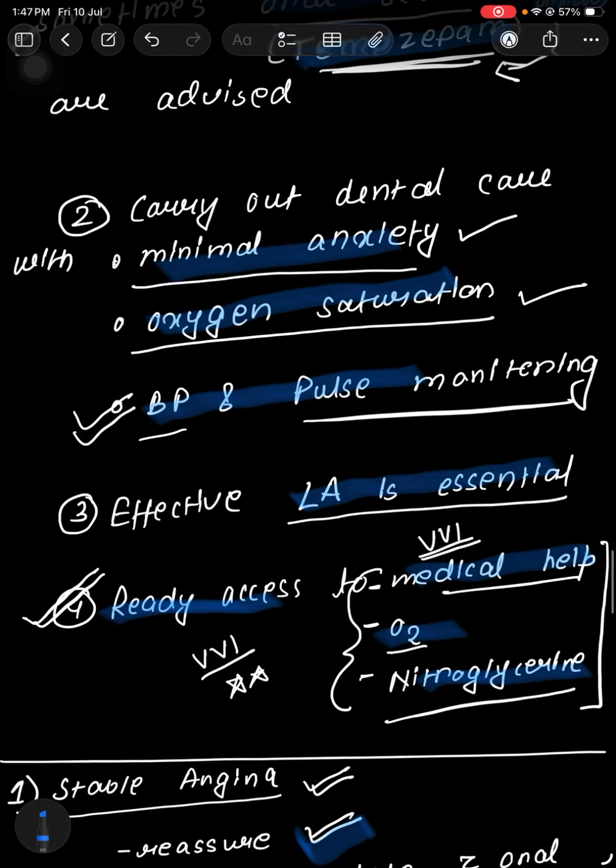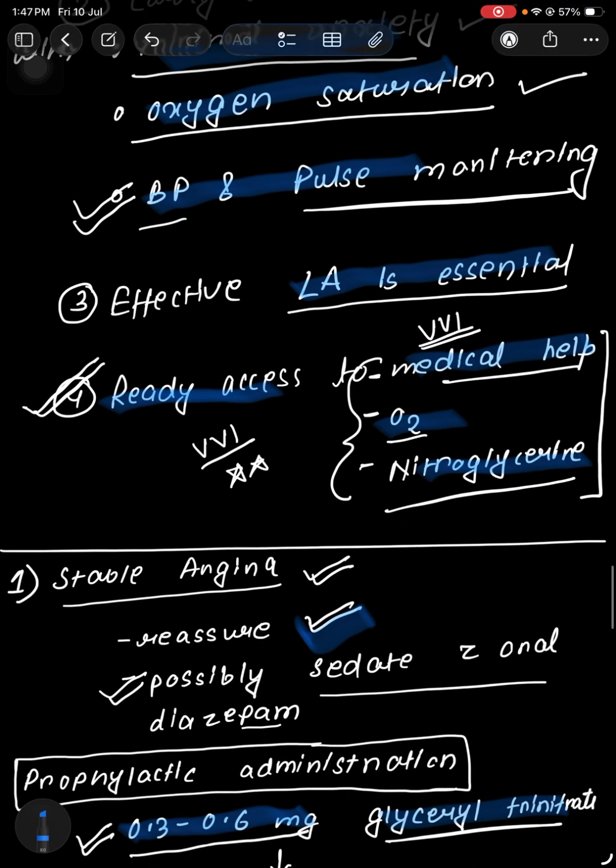Second is to carry out dental care with minimal anxiety, with oxygen saturation, BP and pulse monitoring. Effective local anesthesia is very essential, and the clinic should have ready access to medical help, oxygen and nitroglycerin.